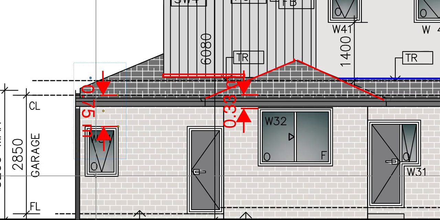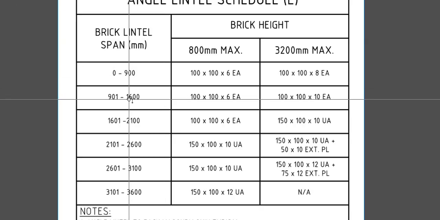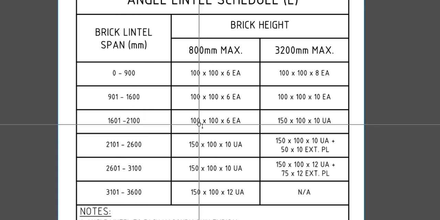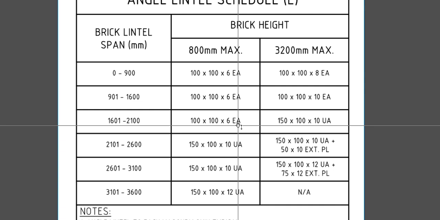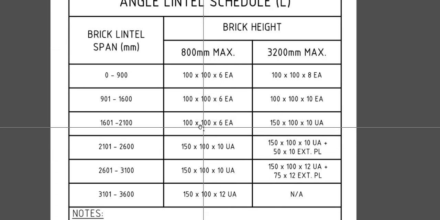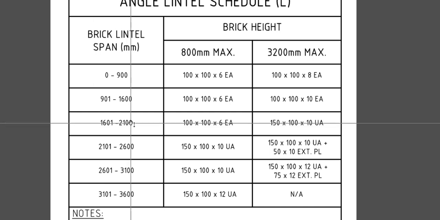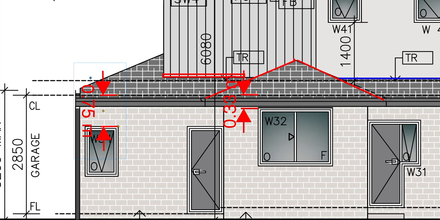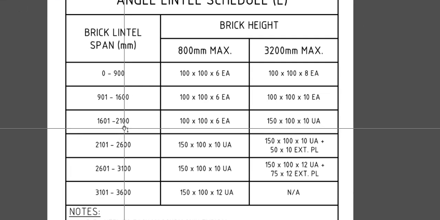Let me give you more clarification. Suppose this window is 1810 in length. Then 1810 lies between 1600 and 2100, so you have to use a 100 by 100 by 6 brick lintel. This length always includes your bearing. I told you earlier that the bearing should be a minimum of 150, or else as mentioned in your engineering.